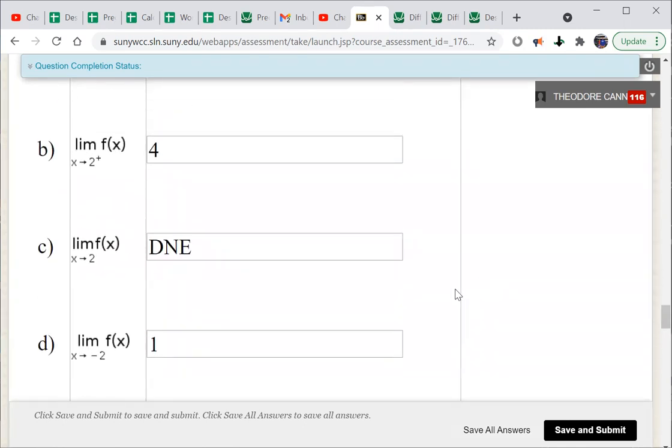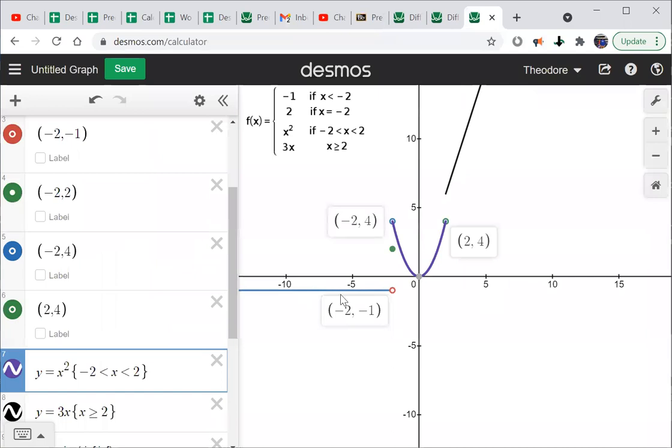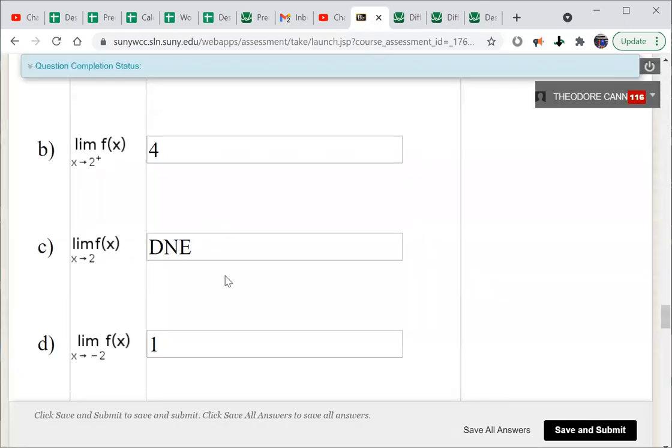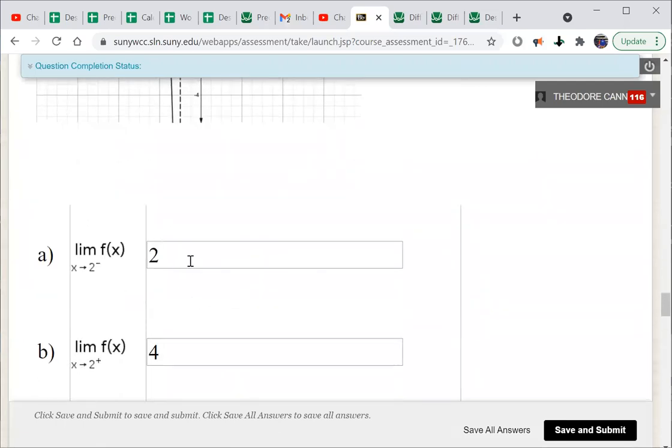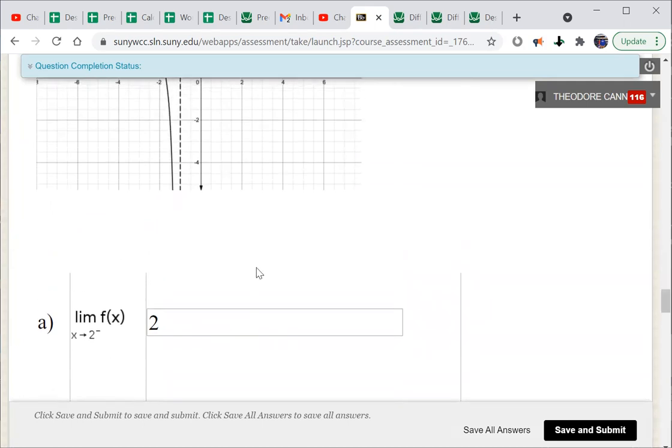So that one should be easier than the Desmos one, in the sense that you don't have to create the graph yourself, right? But it's also less flexible because these are cut and dried. They're either right or they're wrong, right? Because the graph is already predetermined.